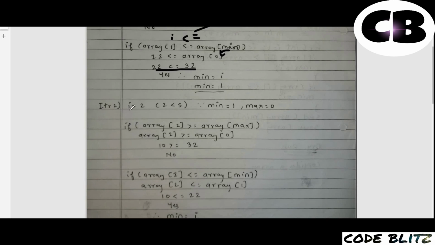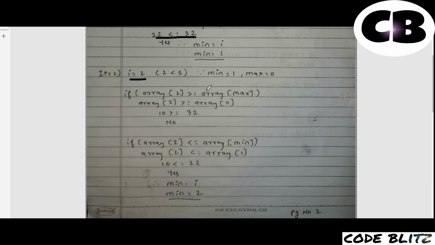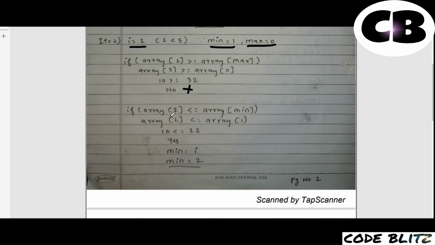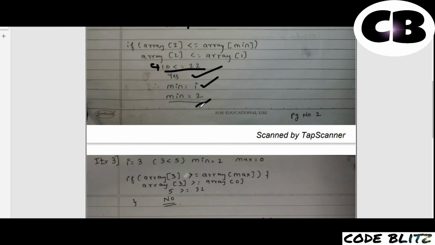Now the next thing is iteration 2. Now the same process continues. We are again comparing array of 2 with array of max. Now max is still 0. We had just updated the min, that was 1. So after comparison, array of 2 is 10, less than or equal to 32, condition not satisfied. Now in this case, array of 2 is less than or equal to array of min. Now you can see that 10 is less than or equal to 22, therefore here the condition is satisfied. Condition satisfied means our current element, that is 10, is less than our min element. So we need to change our min value, and the min index will be 2.